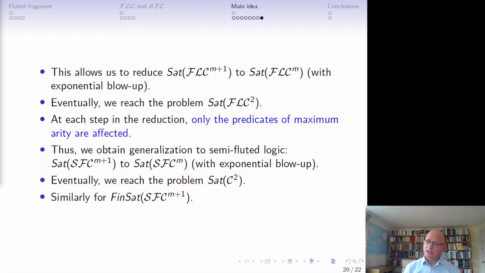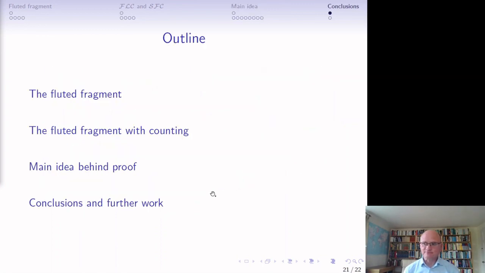Now, when you think about the reduction, the only predicates that are affected as you manipulate the formulas are predicates of maximum arity. In other words, predicates of arity 2 are completely left alone as you're reducing m+1 to m, all the way down back to the 2 variable fragment of fluted logic with counting. Predicates of arity m are simply left alone. So we obtain an easy generalization to semi-fluted logic, where, remember, the restriction to fluted formulas is lifted for formulas with 2 variables and predicates of arity 2 for that fragment. And that's basically it.